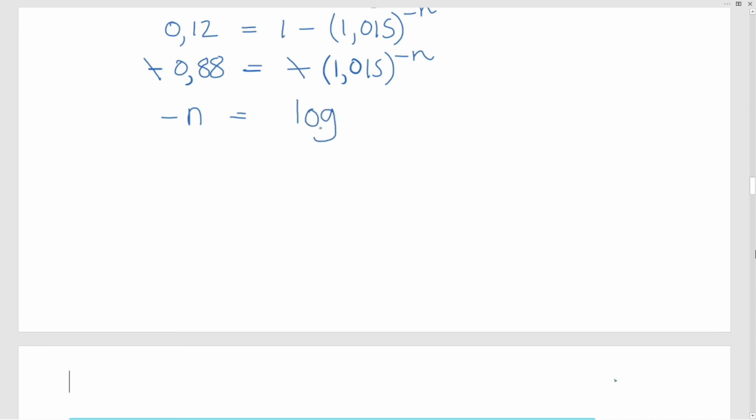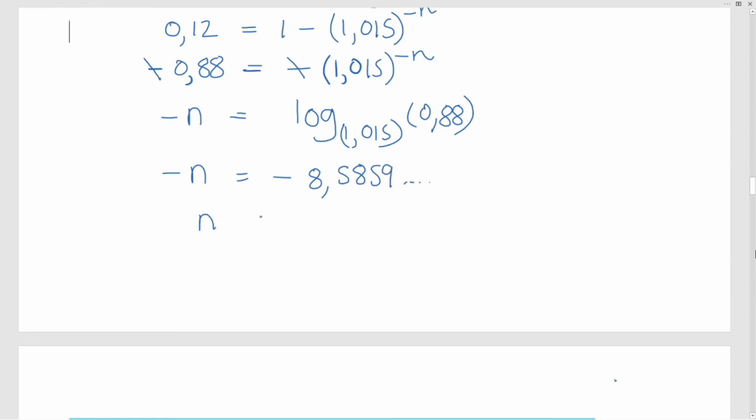And our log is, with the base it's the same. The base is always the base. And that'll be 0.88. Okay, this will give us a negative answer. We're going to have negative n equals negative 8.5859. It goes on a bit. So I know that n is going to be about 9 months. And it was 12, right? So my answer is it will take 3 months less time.